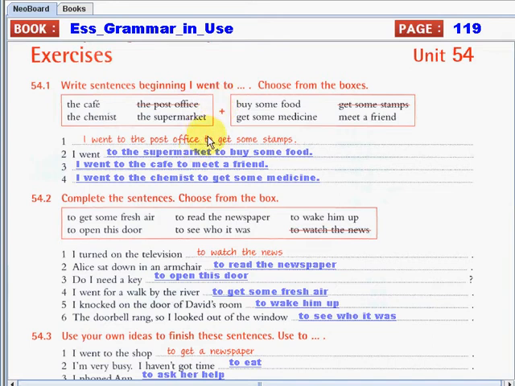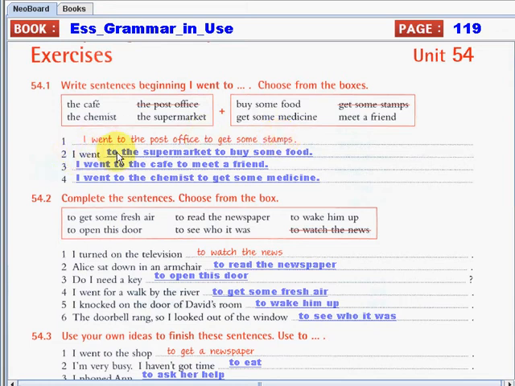Okay, so what are the things you can see in a post office? Is it food, medicine, stamps, or friend? Okay, very good. That is stamps. So I went to the post office to get some stamps. Okay, very good. Let's continue with number 2.